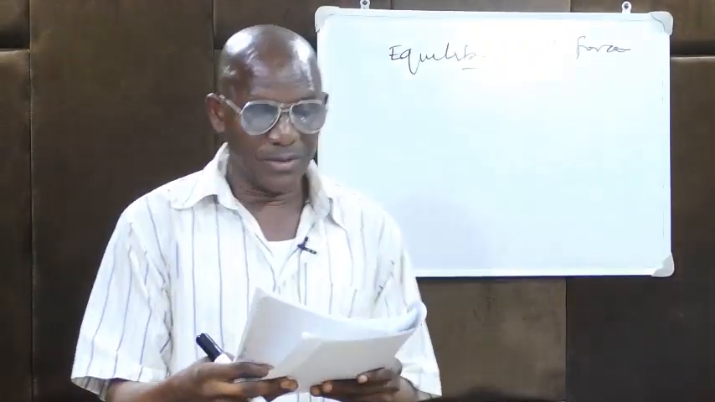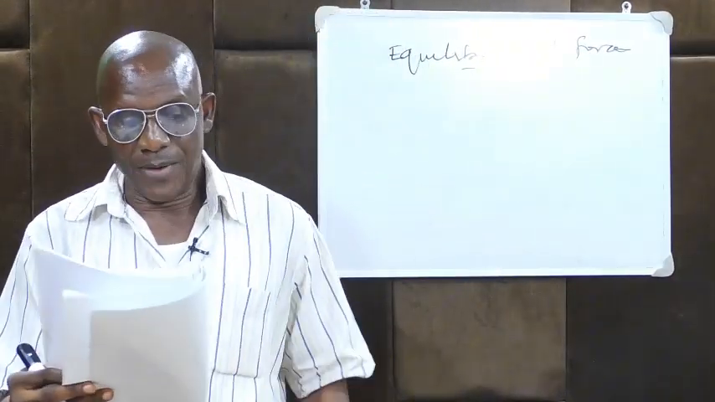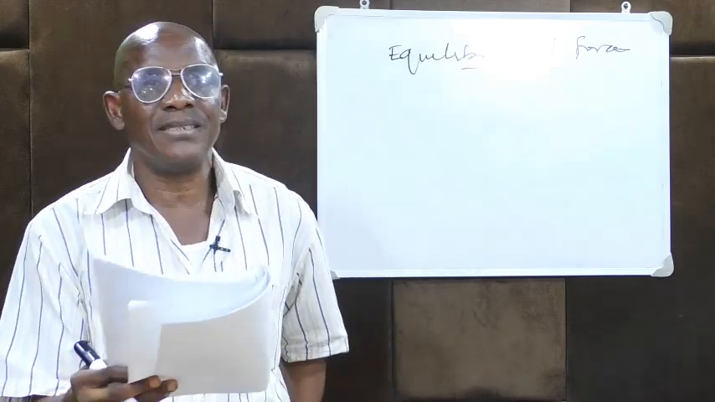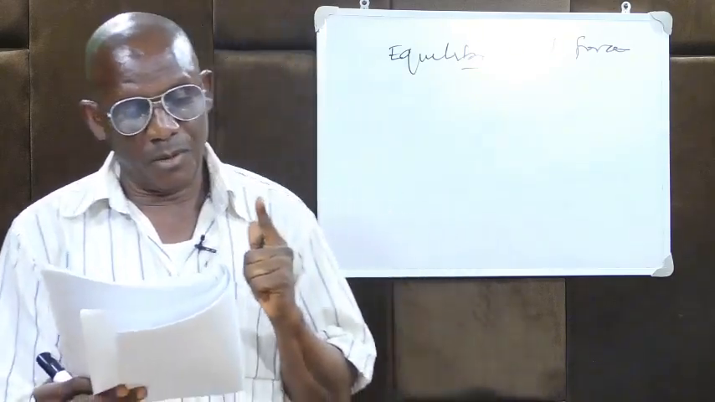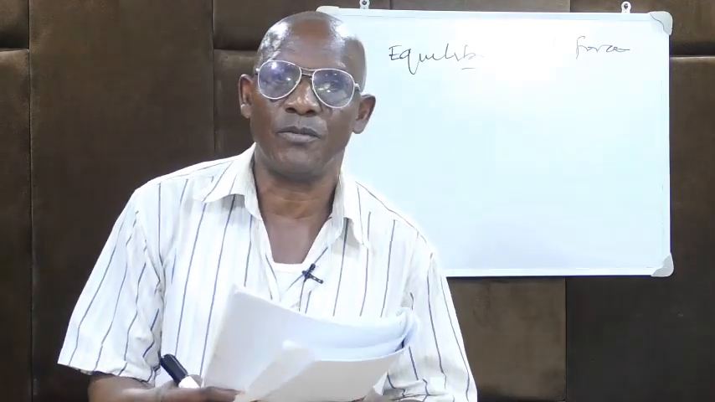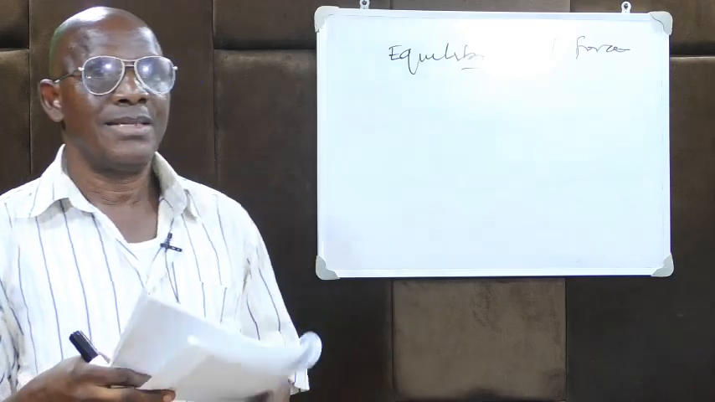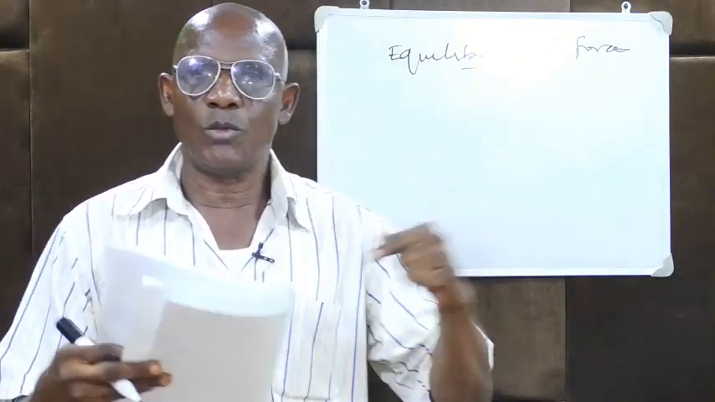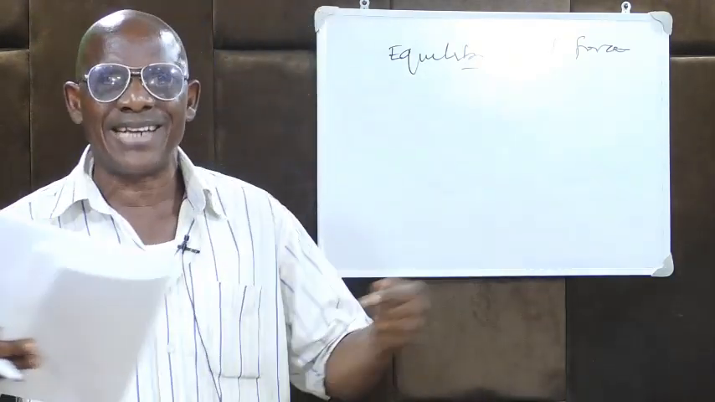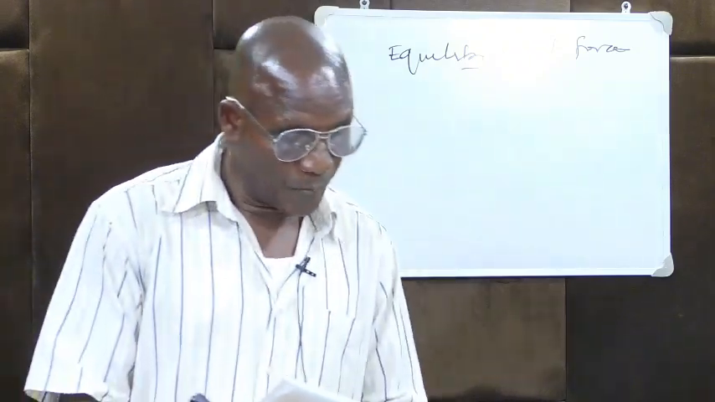The moment of a force about a point is defined as the product of the force and the perpendicular distance from the point to the line of action of the force. Take note of the word perpendicular distance. That distance must be perpendicular to the force. That is, it must be at right angle to the force.